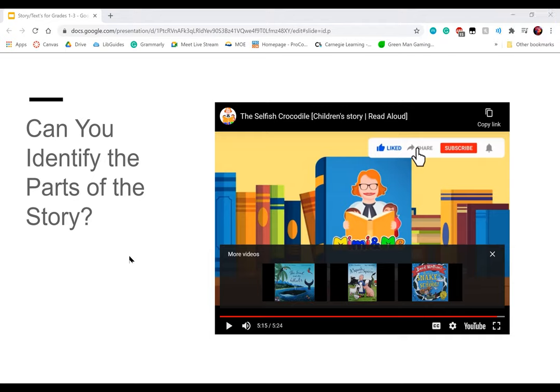In the beginning, there was a crocodile and he was selfish. Like he won't let the creatures drink the water and swim in the river. Yes, that's exactly correct. Very nice.